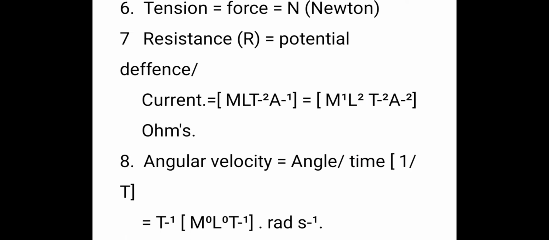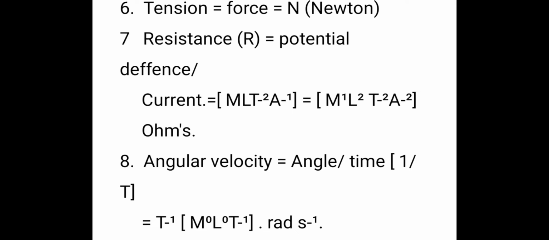Resistance R is potential difference by current. So the dimensional formula is M1 L square T minus 3 A minus 2. That is the unit of resistance, the ohm. According to Ohm's law, when the temperature is kept constant, the potential difference across a conductor is directly proportional to the current I. Here we have to remove the proportionality to get the dimensional formula.